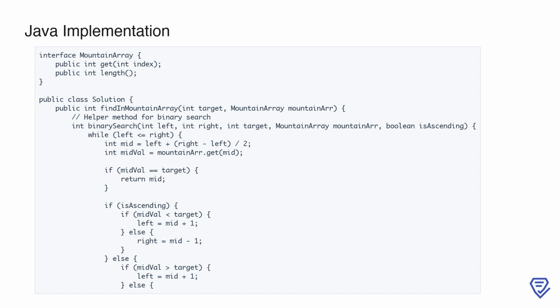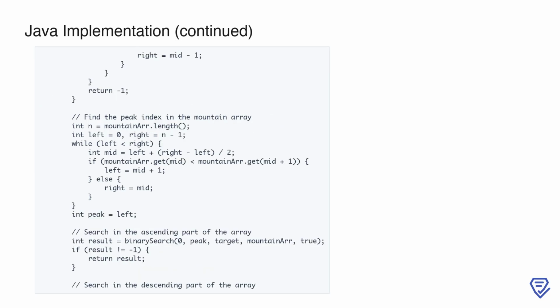We calculate the midpoint within the current range and retrieve the value at that index using mountain_arr.get. If the midpoint value matches the target, we return the index. If not, we adjust our search range based on whether the array section is ascending or descending. For ascending sections, we move the left boundary up if the mid value is less than the target, or move the right boundary down otherwise. For descending sections, the process is reversed. If the mid value is greater than the target, we move the left boundary up, otherwise, we move the right boundary down. If the target is not found in the current range, the binary search function returns -1.